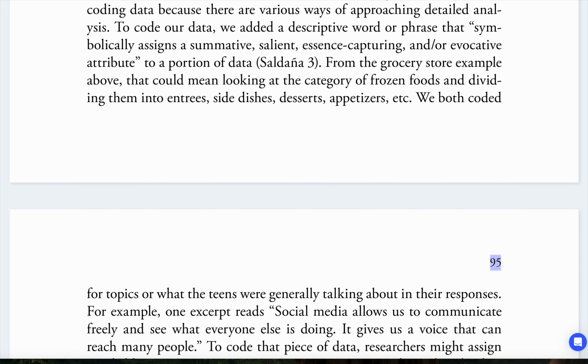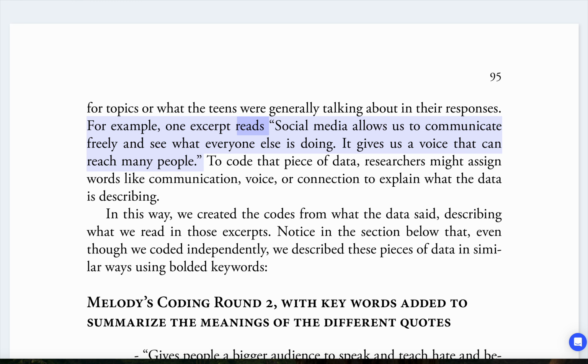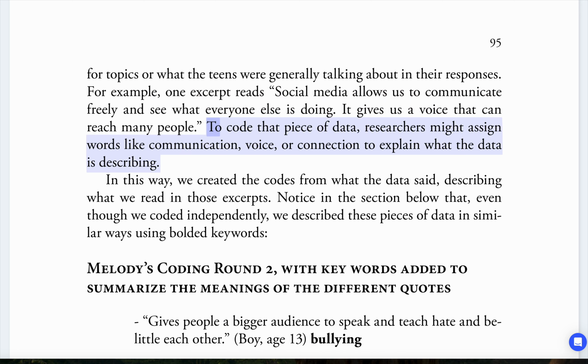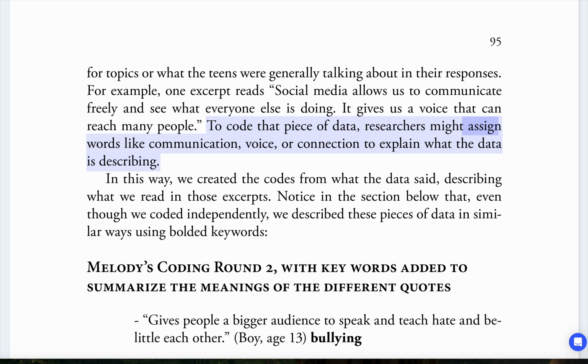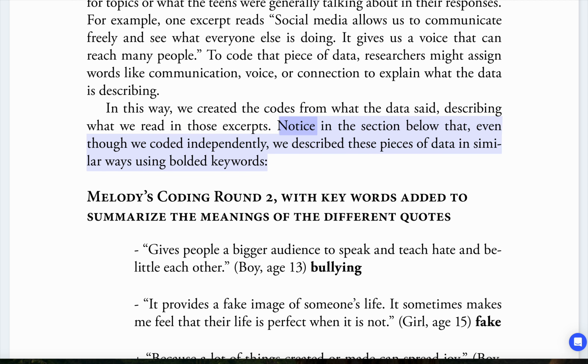We both coded 95 for topics, or what the teens were generally talking about in their responses. For example, one excerpt reads, "Social media allows us to communicate freely and see what everyone else is doing. It gives us a voice that can reach many people." To code that piece of data, researchers might assign words like communication, voice, or connection to explain what the data is describing. In this way, we created the codes from what the data said, describing what we read in those excerpts.